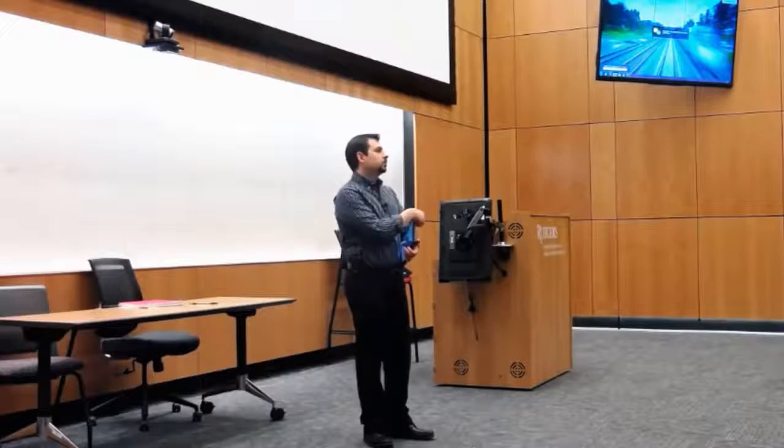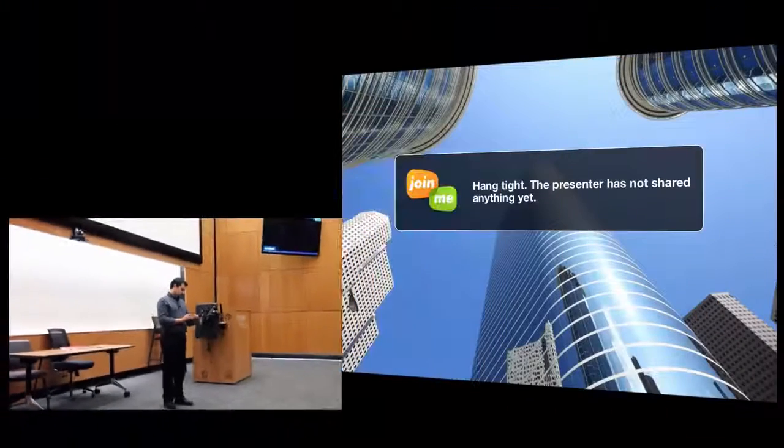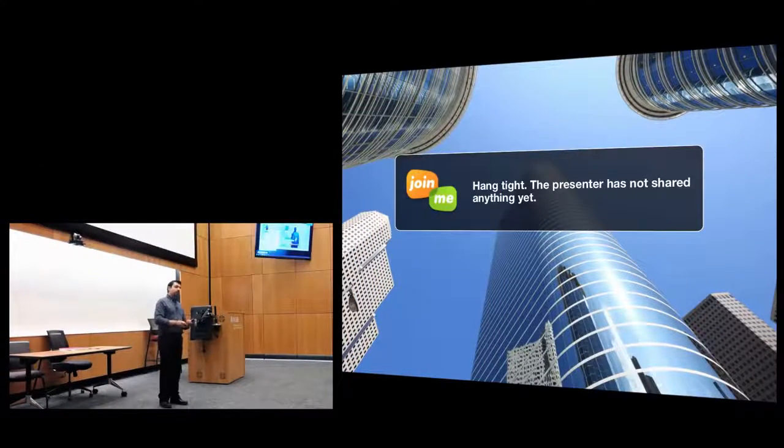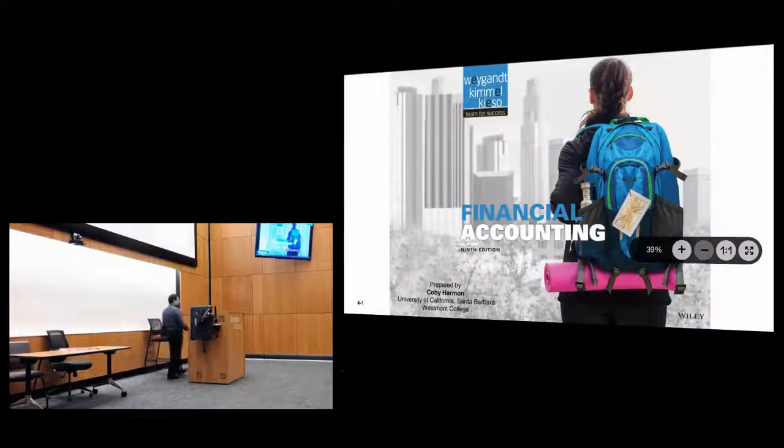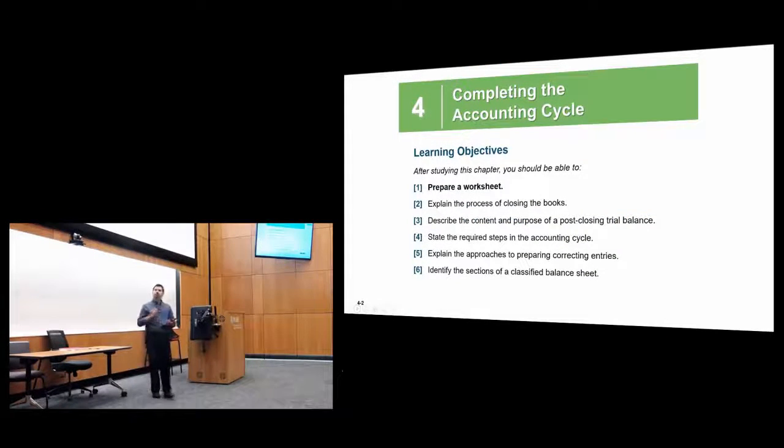Okay. So for today we will be talking about closing entries, about finalizing, basically about the accounting cycle. So we will complete the accounting cycle. We'll learn what the accounting cycle is. We'll learn how to do correcting entries. We touched on that, I think it was in chapter 2. We'll learn how to use a worksheet.